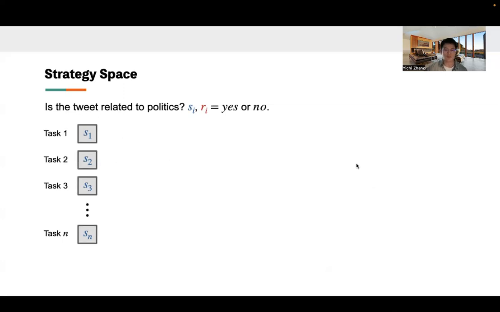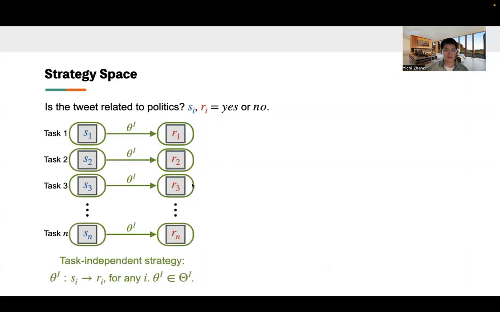Our main contribution in this paper is to generalize the strategy space. Consider the question here is whether the tweet is related to politics. The signal S_i and the report R_i here are binary, yes or no. Suppose an agent answers n questions. A task-independent strategy is a random mapping from one signal to a distribution over her reports, denoted as theta_I. And the agents are using the same theta_I across all the tasks.